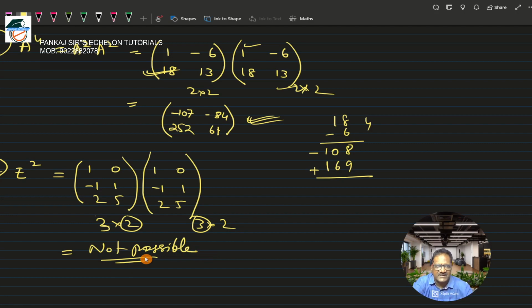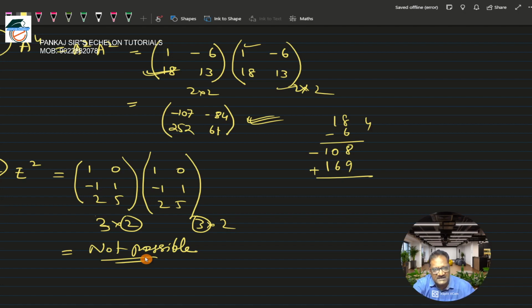So I suggest one thing: with multiplication, don't be in a hurry to jump to any conclusion and try finding the answer. First you have to check the compatibility. If multiplication is possible, then only you go for it. If it is not possible, there's no point in trying to find the product. So the answer to 32 is not possible, and behind in the book also they have given just a dash as the answer, so it's understood that the answer is not possible.